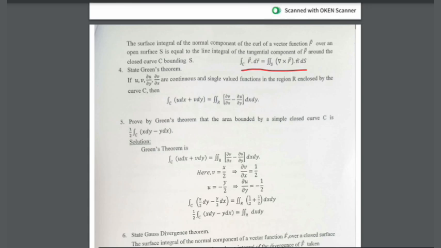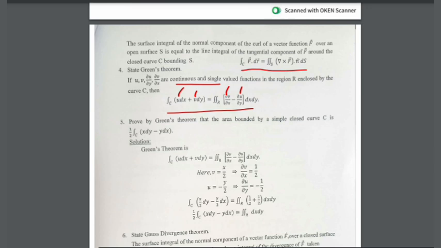Next definition is Green's theorem. Green's theorem formula is ∫C (u dx + v dy) = ∬R (∂v/∂x − ∂u/∂y) dx dy. Here u, v, ∂v/∂x, ∂u/∂y are continuous and single valued functions in the region R enclosed by the curve C.